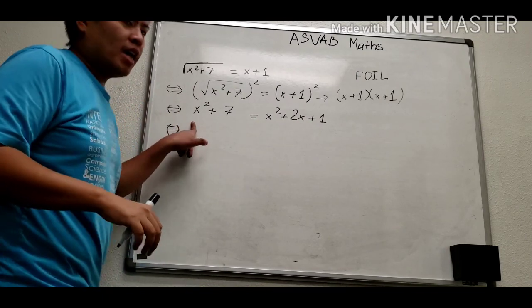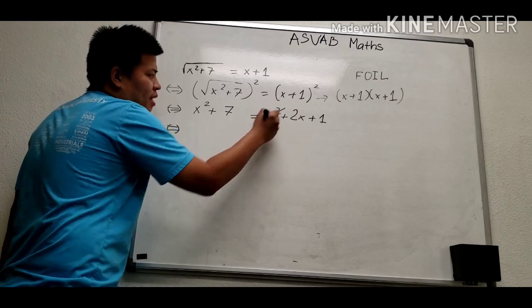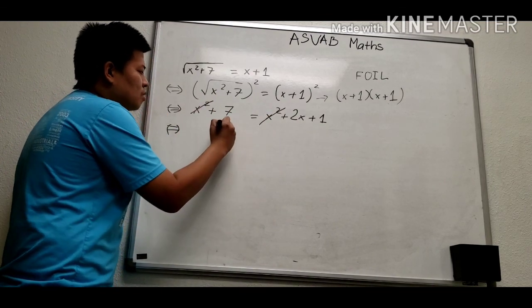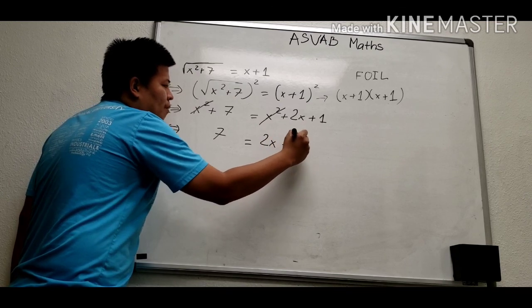In here we have s power 2 on both sides. We can eliminate the number in here. So we got 7 equal to 2s plus 1.